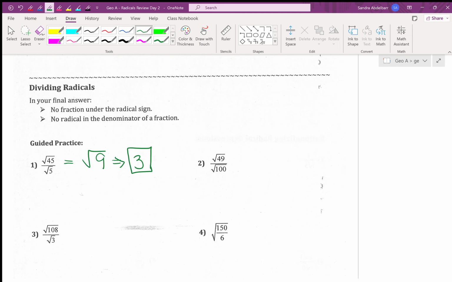All right, number 2. There's a radical in the numerator, radical in the denominator. It is illegal to have a radical in the denominator. Can I say 100 goes into 49? Can I divide those? No, 100 does not go into 49 evenly. But can I simplify these radicals? Yeah, aren't they both perfect squares? So what's the square root of 49? 7. What's the square root of 100? 10. No more radicals, so therefore no more problems.